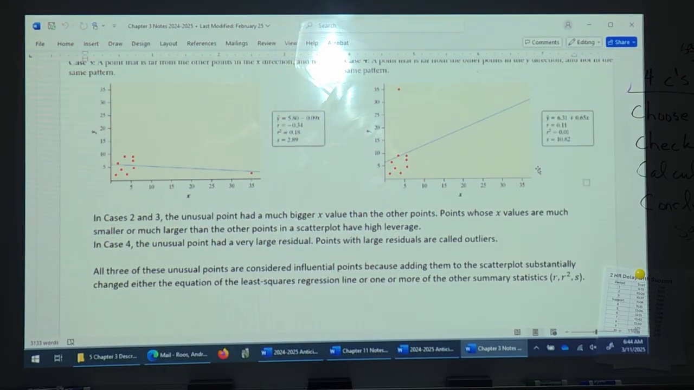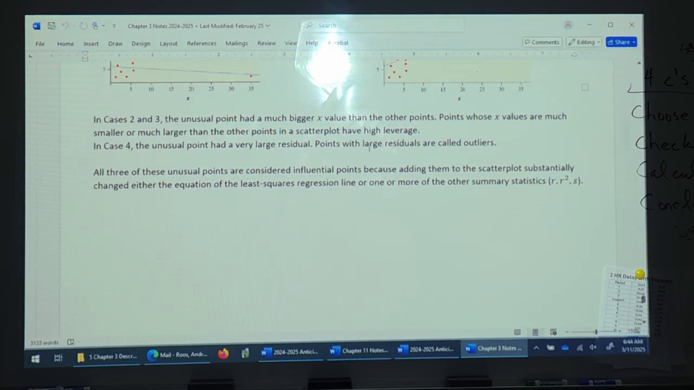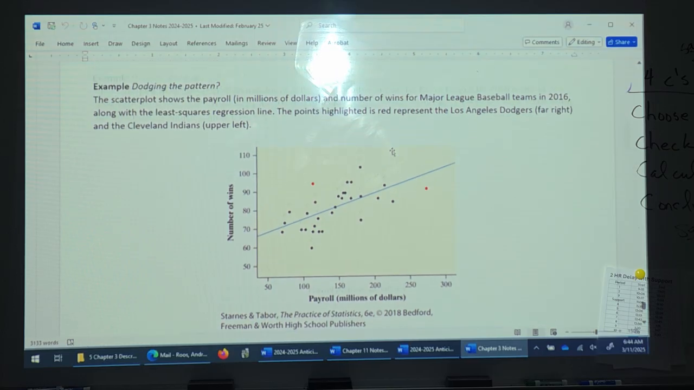All right, that, I guess there's one more example here on the next page. All right, then we'll be done.